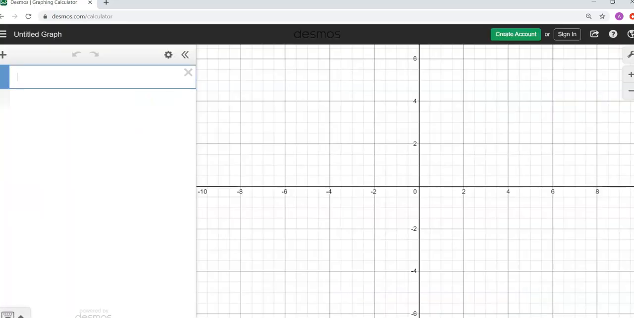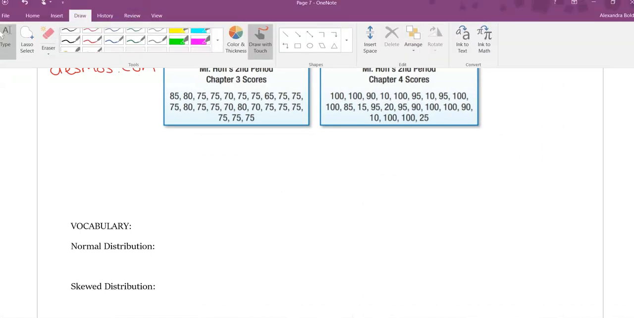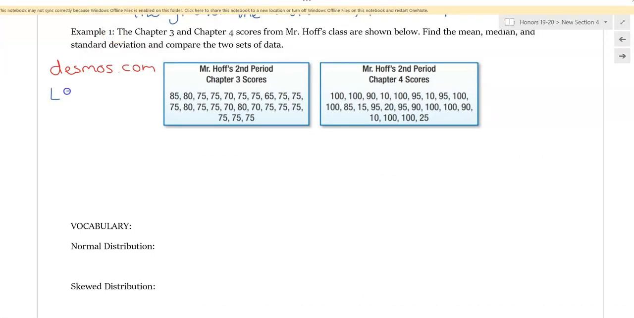Technically, not really graphing, but we're going to use this function. The next thing we're going to do is type L equals and put these brackets. Okay. So the square ones are called brackets instead of parentheses. And inside those brackets, we're going to list these numbers. So, for example, 85, 80, dot, dot, dot.